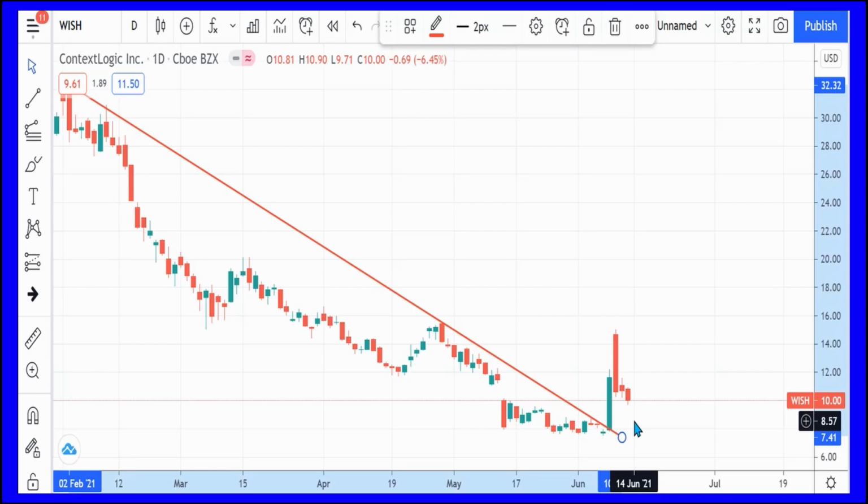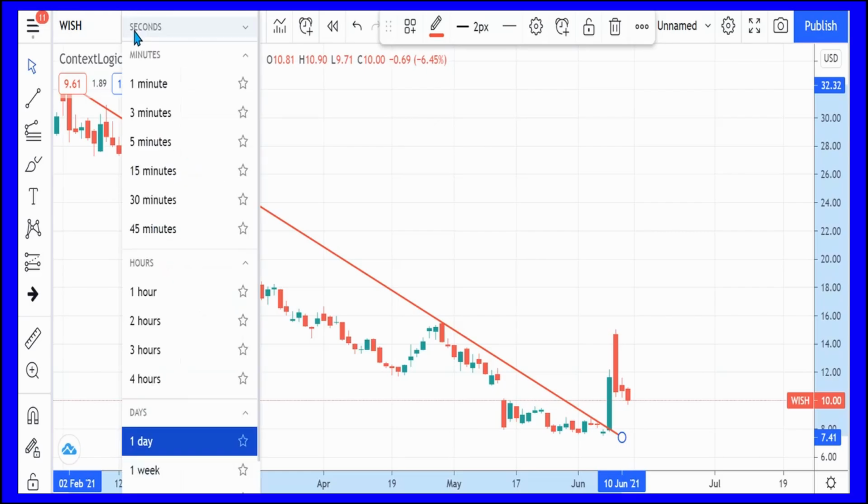Okay, so I do expect that this particular counter, ContextLogic, is going to move sideways for the time being. Maybe after that it may go up, it may go down. We need to wait for further data before we do further analysis. And some of you may be very optimistic and may not believe what I'm saying. But let me bring you to this chart.